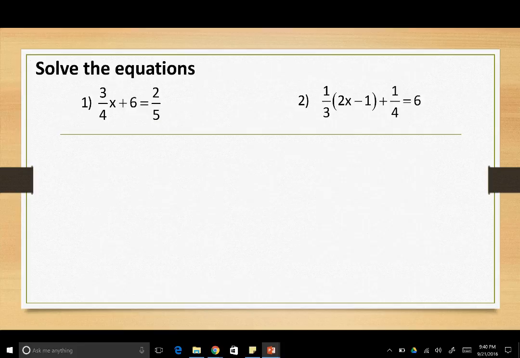So we can see the first equation. We have denominators of 5 and 4, so we need to blow those up. We need to get rid of them. So what is going to be our least common multiple of 4 and 5? And that number is going to be 20.